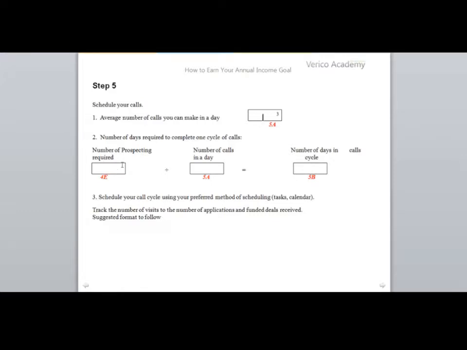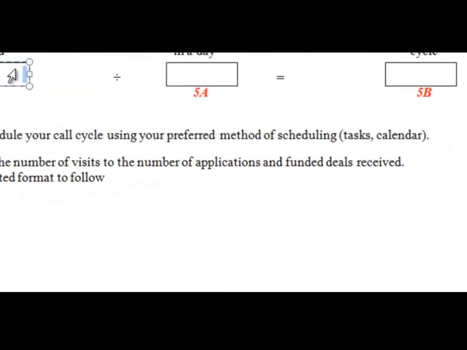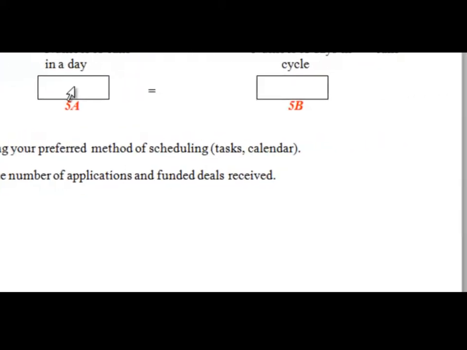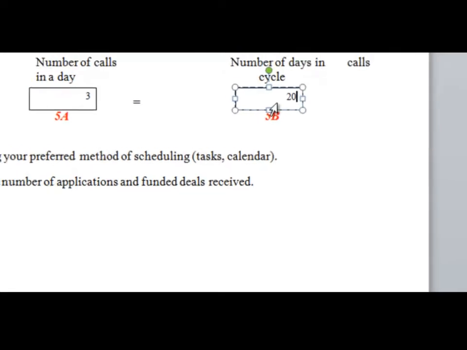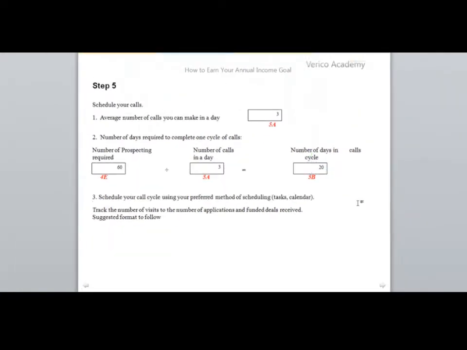So again, it's simple math, the number of prospecting required. So that's 4E, which was 60. Remember, we have to do 60 prospecting calls. And the number of calls I can make in a day is 3, so that means I've got a 20-day cycle. Next thing you'll do is you'll schedule out your calls.